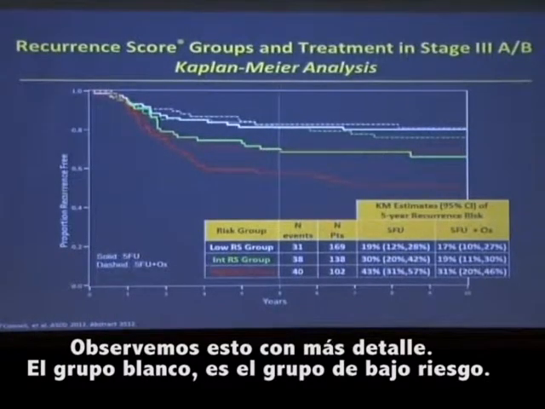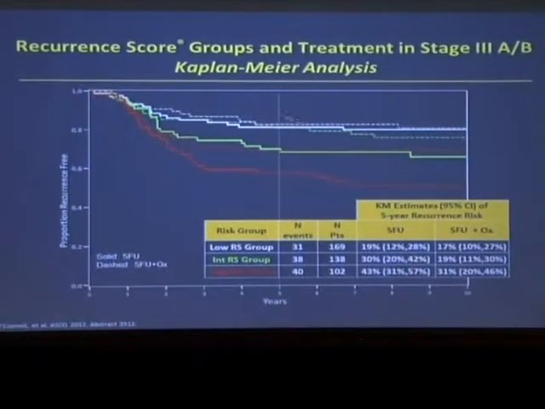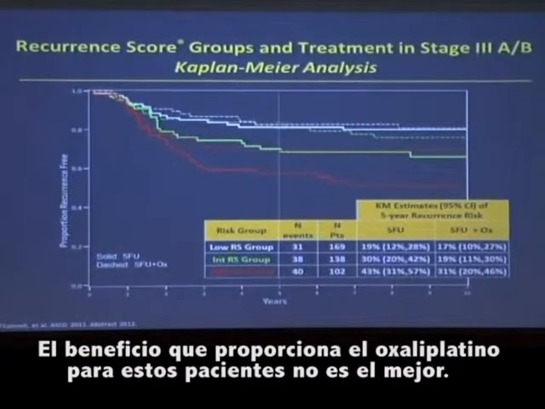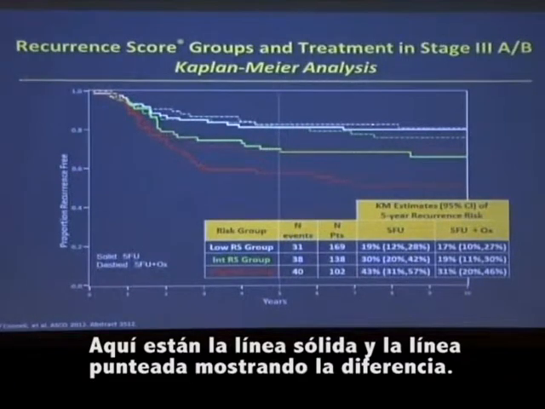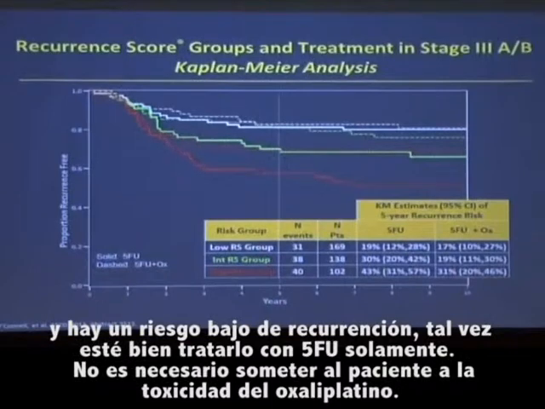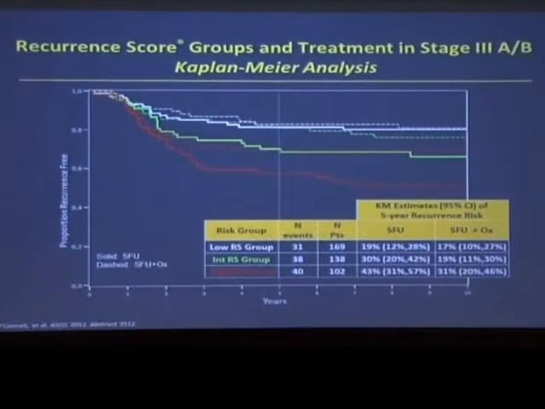Let's look at this in greater detail, okay? So here, the white group is the low-risk group, okay? So again, these are the patients who have a recurrence score, Oncotype colon assay score, of about 30 or less, okay? These patients, the benefit from oxaliplatin is not great, okay? Here, the solid line and the dotted line showing the difference, okay? So you would argue that if you're a stage 3 colon cancer patient and you have a low risk of recurrence, perhaps it's okay to treat with 5-FU alone. You don't need to subject the patient to oxaliplatin toxicity, okay?